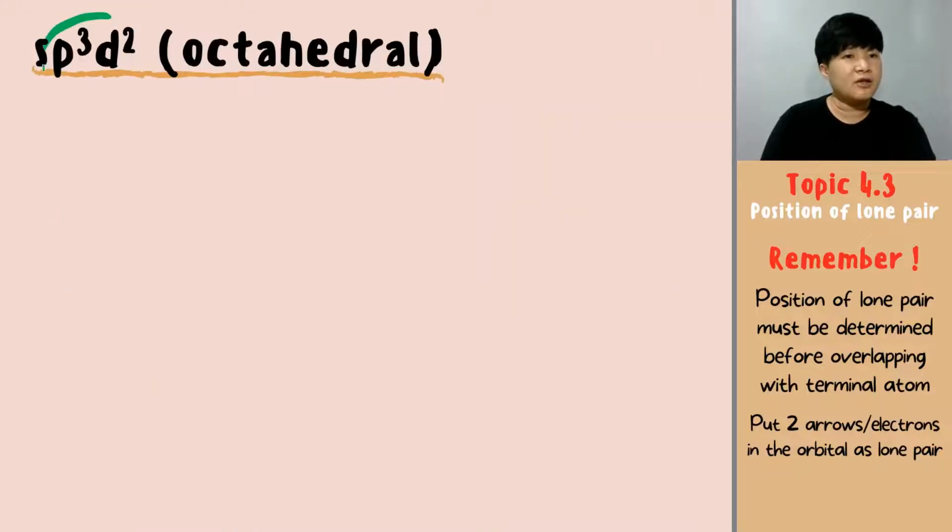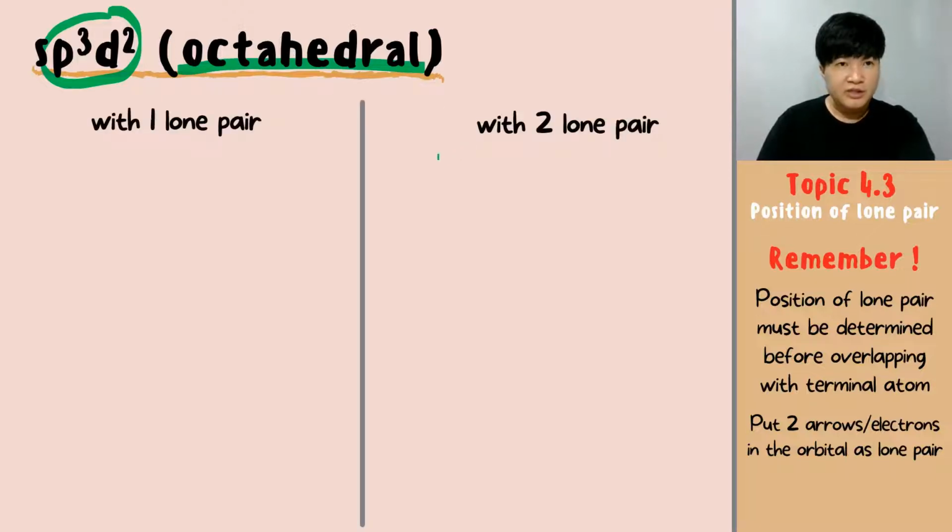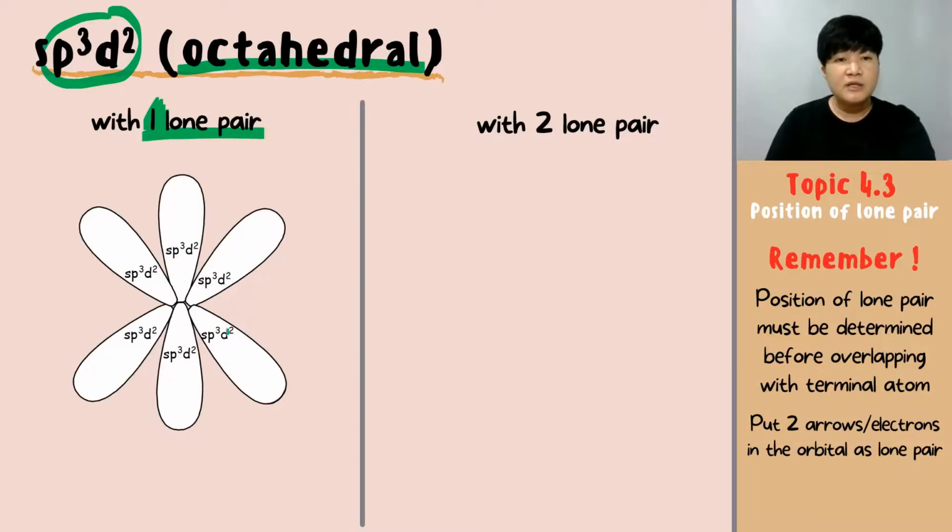Next and last but not least, of course, our sp3d2, which has the shape of octahedral. So what happens when you have the octahedral holding one lone pair? In this octahedral, since all the bonds are 90 degrees, all the angles over here are 90 degrees, they are all the same.